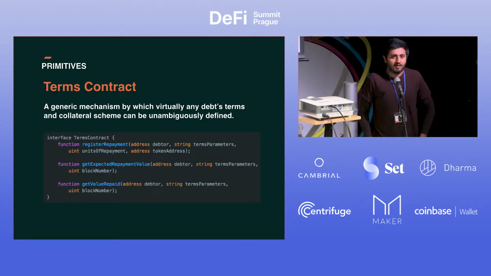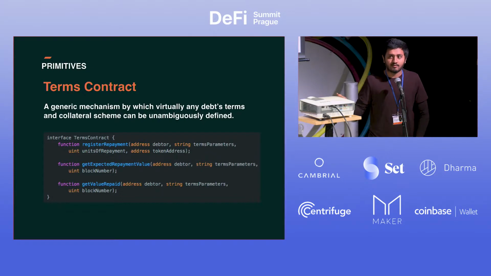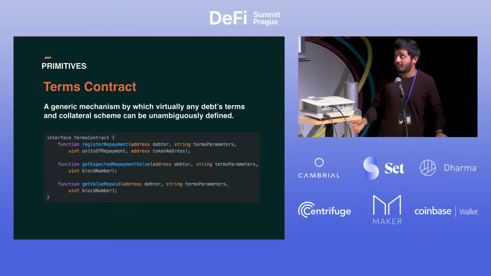The first step in Dharma is to define an actual term of a debt. And functionally, Dharma is pretty similar to the 0x protocol. How many of you are familiar with 0x? Awesome. Okay. So you can think of Dharma as a 0x for lending.